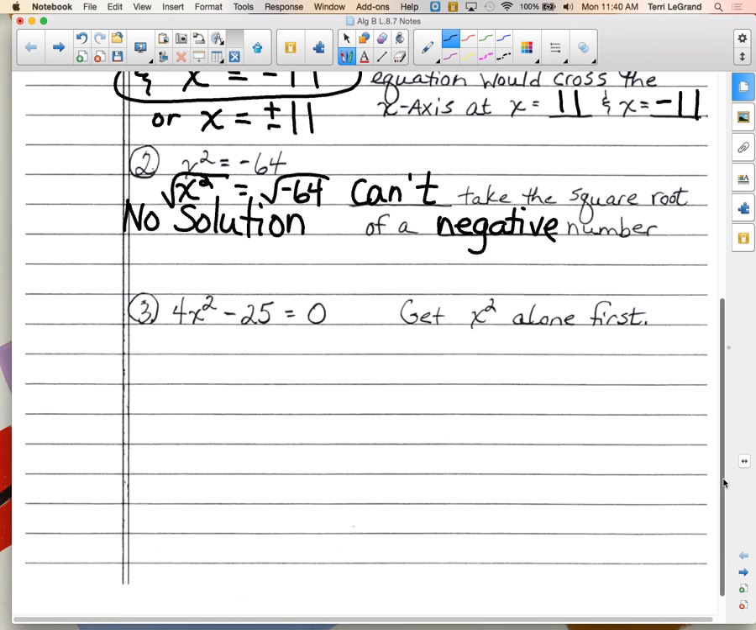But I wanted you to see what the graph looks like when there's no solution. So if there are no zeros, there are no solutions. If there are no solutions, there are no zeros. It will not cross the x-axis, ever meet it.